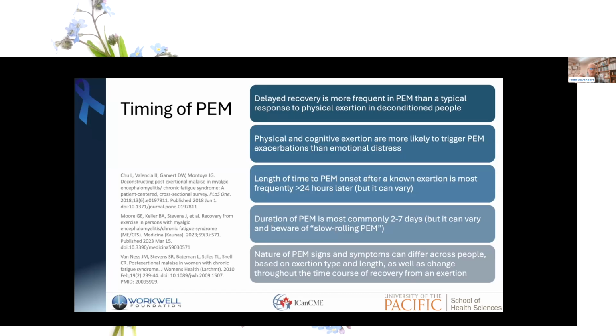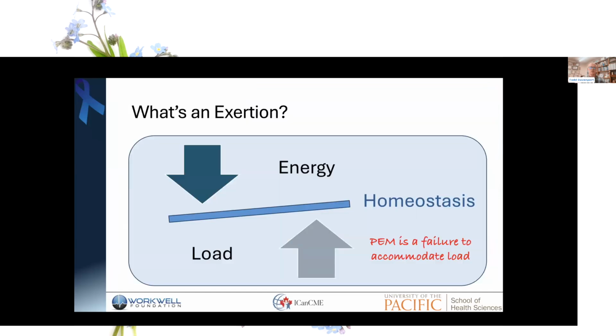The length of time to onset after a known exertion is most frequently a day later, but can vary. Some people get early warning signs. Some people it's later, which makes it very difficult to establish cause-effect relationships between various different types of exertions and PEM. And the duration is commonly up to a week, but could vary. And beware of slow rolling PEM where people are always in PEM. And then the nature of the signs and symptoms can differ across people, exertion types and lengths, as well as change in terms of the symptom hierarchy throughout recovery from an exertion.